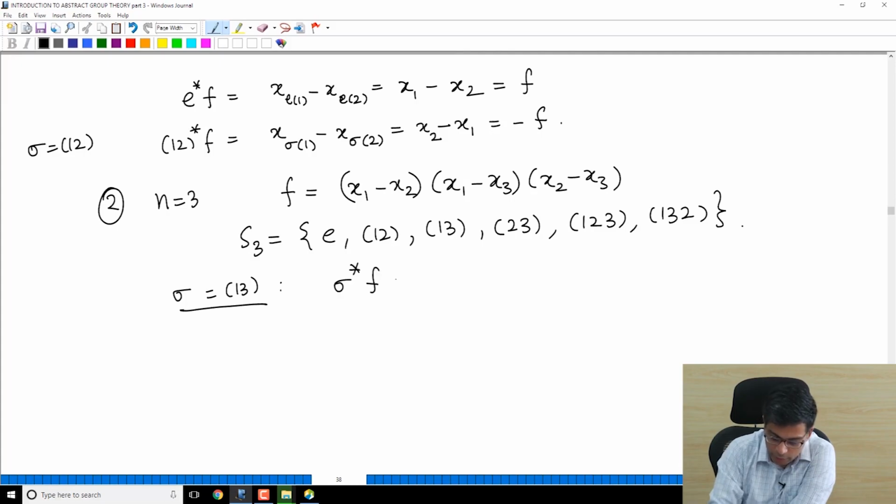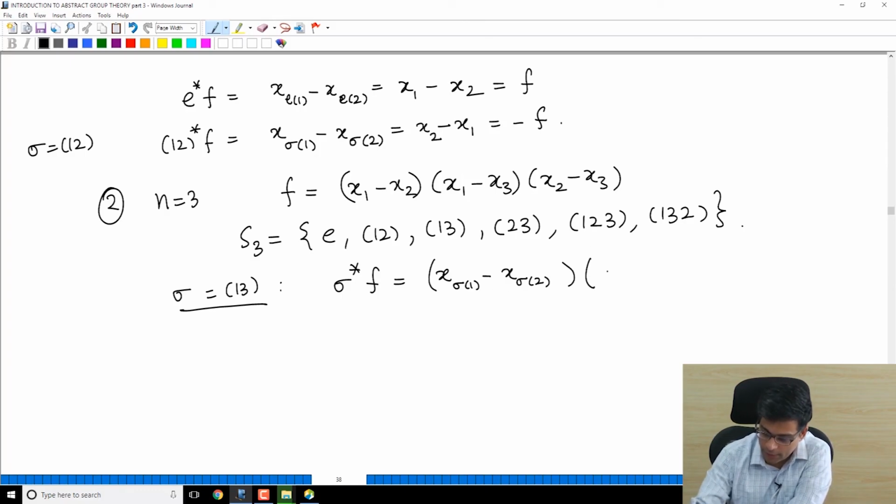What is sigma star f? So you start with f and you keep the order, but you just change the subscripts and see what happens. So it would become x sigma 1 minus x sigma 2. So I am looking at f here, x1 minus x2, that becomes this. x1 minus x3 becomes x sigma 1 minus x sigma 3. And finally you have x sigma 2 minus x sigma 3.